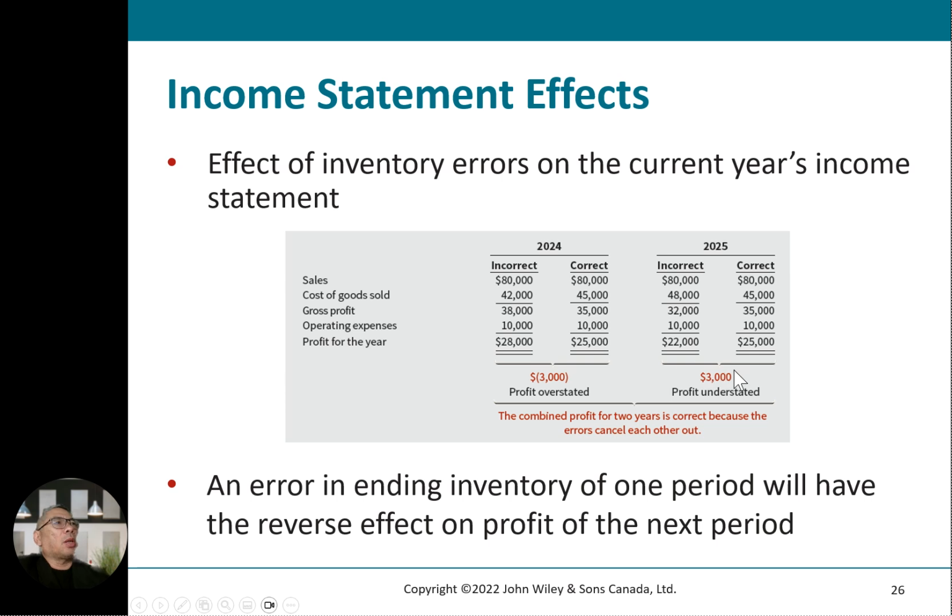The first 2024 will be incorrect because of the overstatement. But after the following year, it will be correct because you're going to cancel it out. An error in inventory of one period will have a reverse effect on the profit of the next period. Okay, that's the logic given to you in this particular example. In terms of the error in the ending inventory, the idea is to have a perfect calculation in your inventory. If you do not, then you're going to create the problem. That's what's going on there, okay?